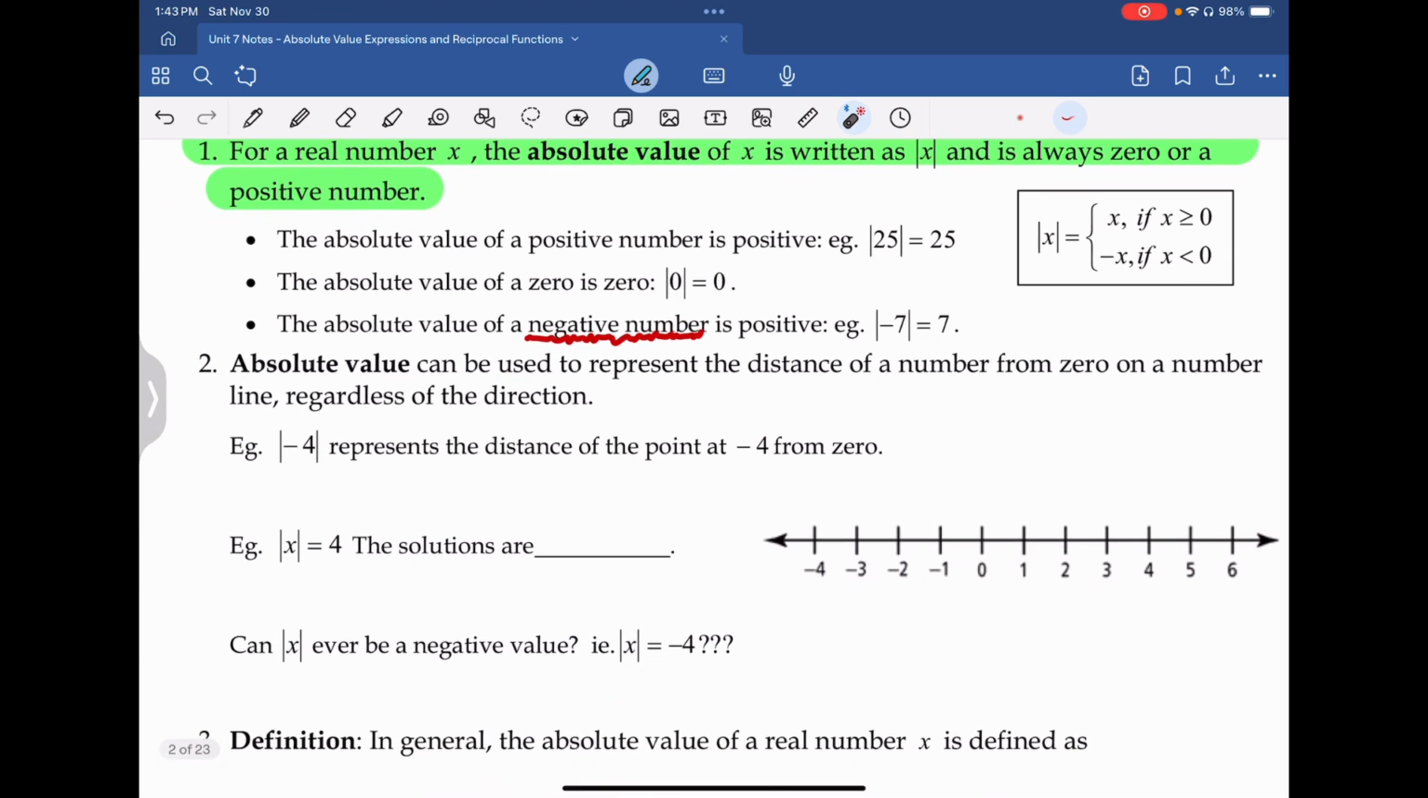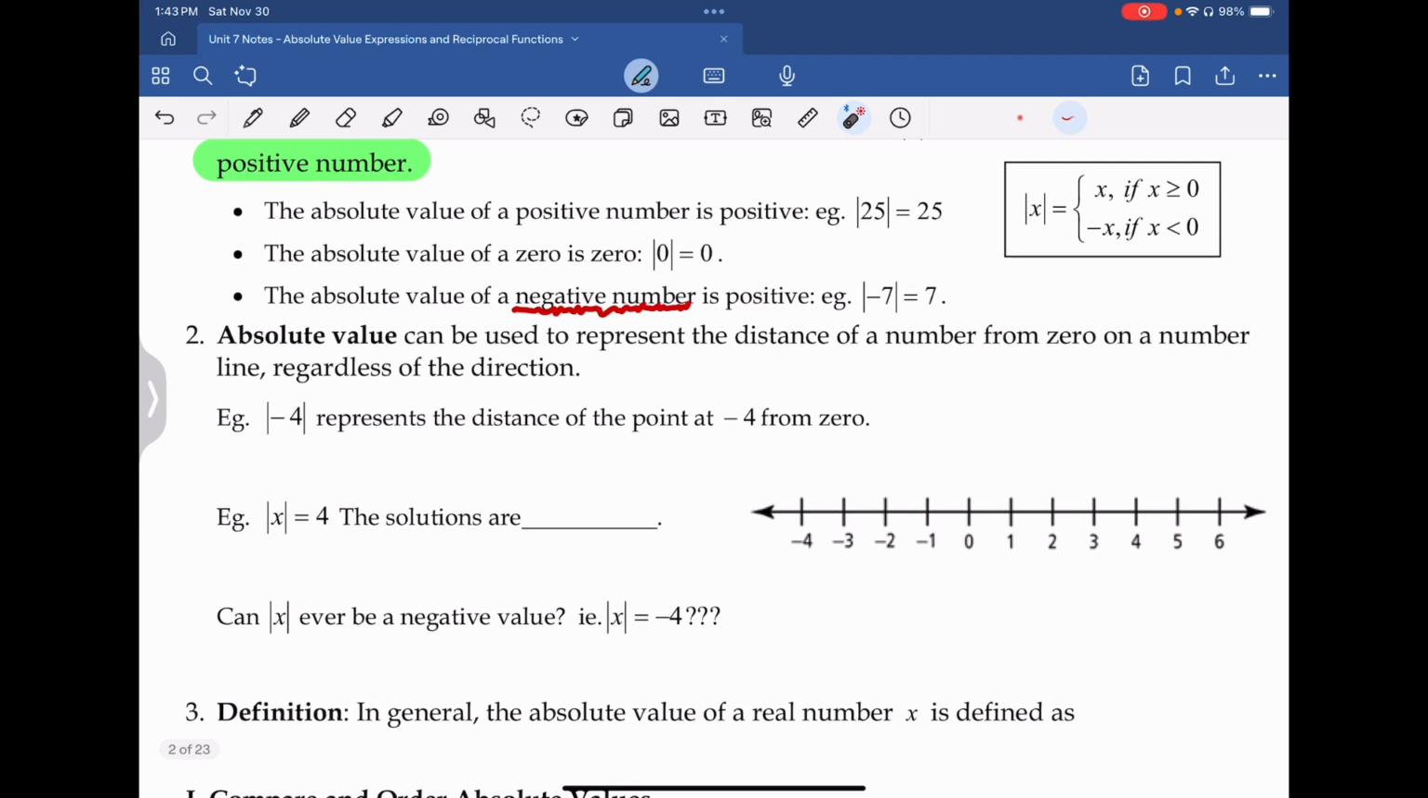All right, now absolute values can represent the distance from 0 on any given number line, regardless of direction. So let's say we talked about the absolute value of -4. Well, this just represents that it's 4 digits to the left of 0. Now, do we care to put the negative in there? No, because all we're saying is that it's 4 units away from 0. So let's consider the example here.